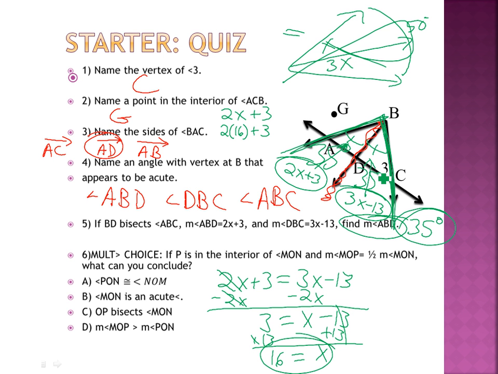What's angle ABC? 70. How'd you get that? Add them both together. It should be the whole angle there.